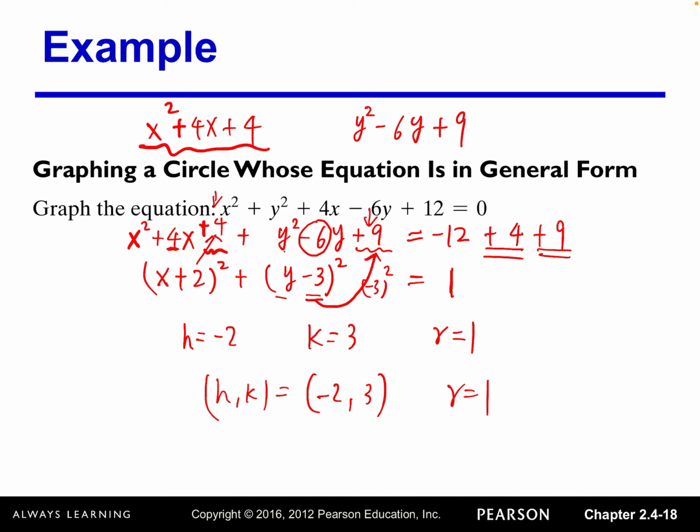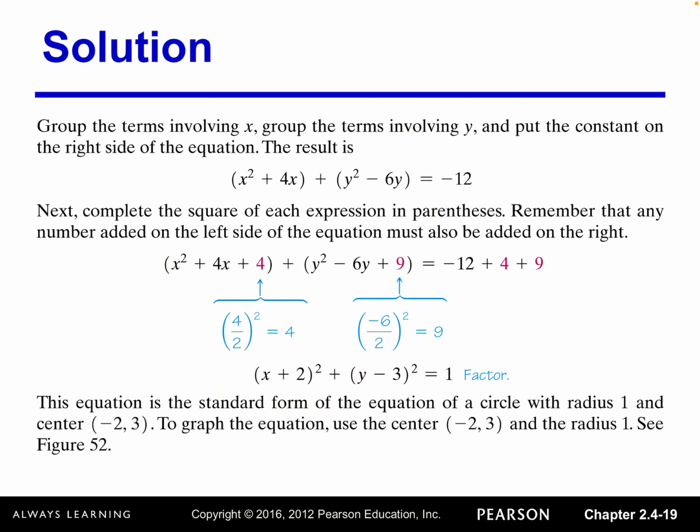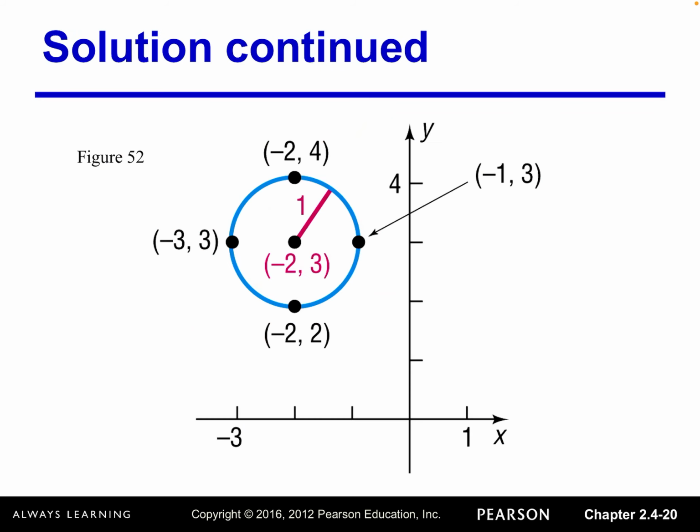So that's how we rewrite a circle equation from general form to standard form. We utilize completing the perfect square skills to do that. So once we get the center of the circle and the radius of the circle, we can do the graph. That's the same thing we did last time.